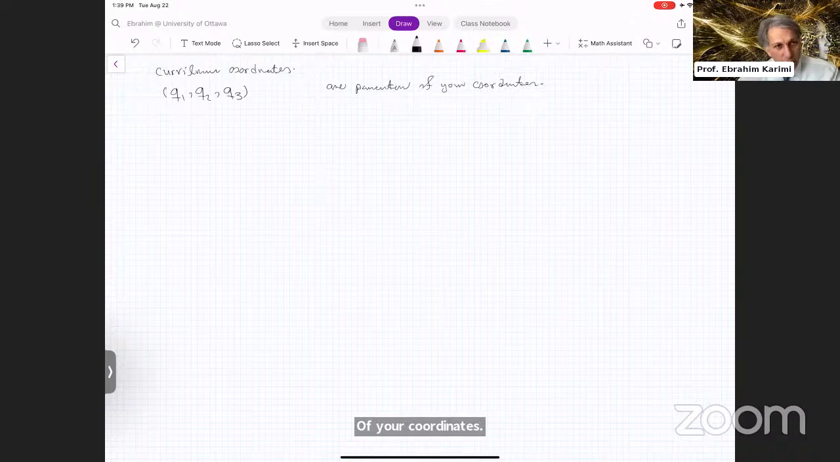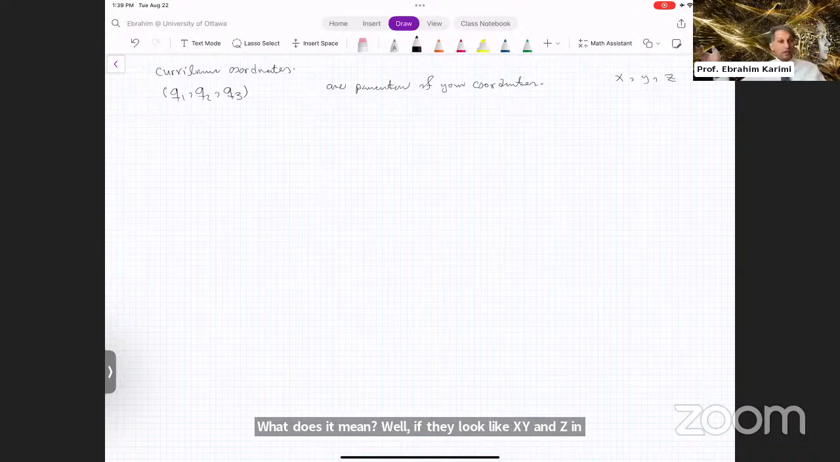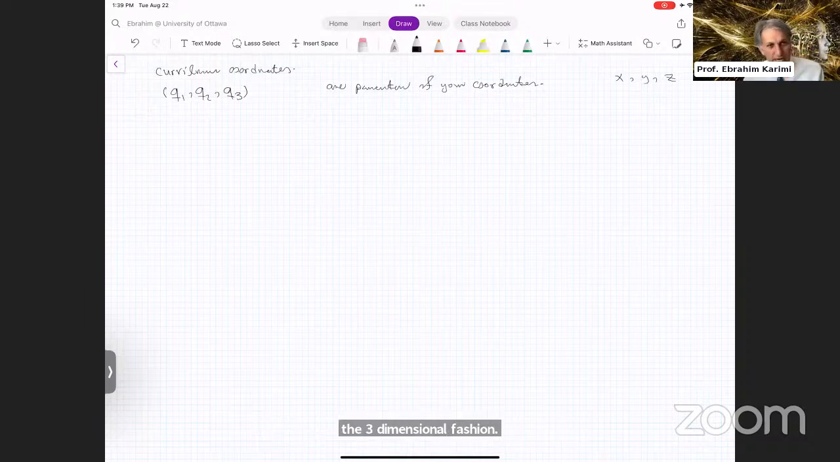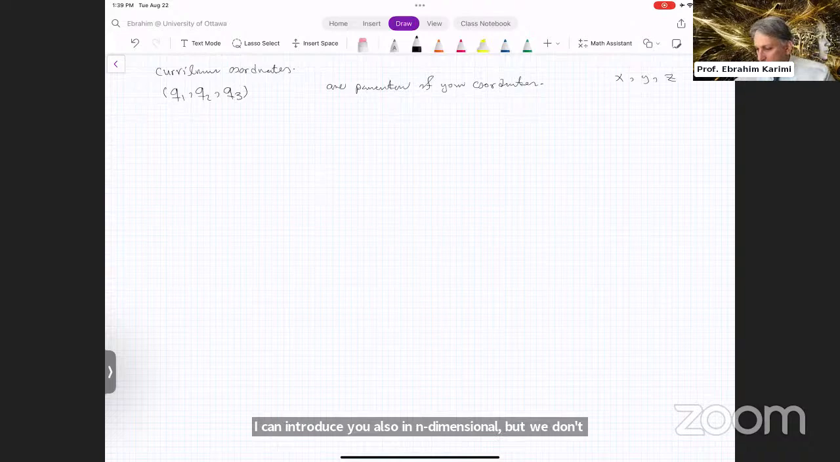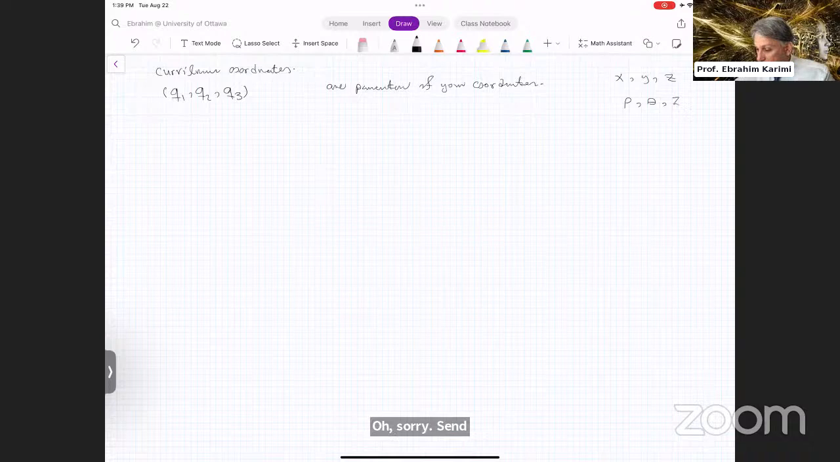What does it mean? Well, they look like X, Y, and Z in the three-dimensional fashion. I can introduce it also in n-dimensional, but we don't go there yet. So let's keep it for the three-dimensional way. For example, in cylindrical coordinate, that can be rho, theta, and Z. In spherical coordinate it is R, phi, and theta. Okay. So it can be any values.